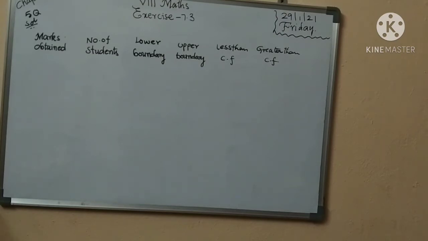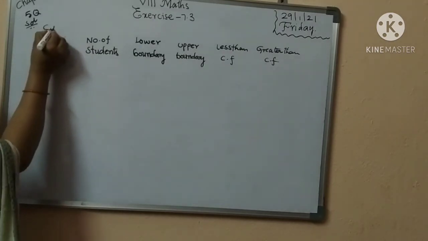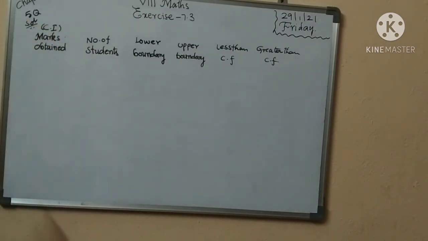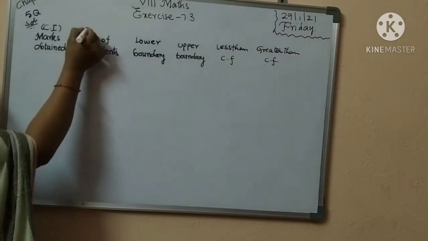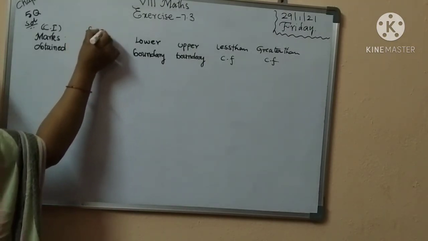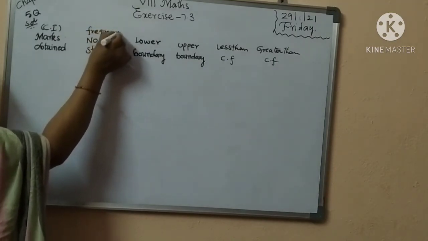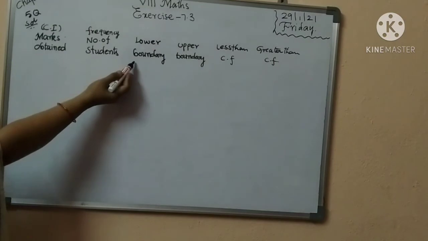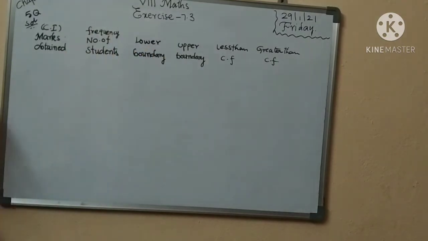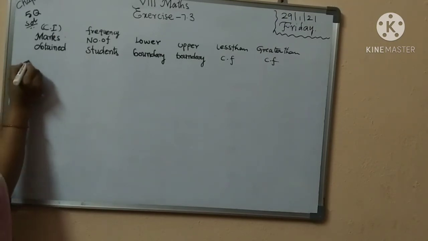So dear children, here write in the table the marks obtained as the class interval. The number of students is the frequency. Next, lower boundary, upper boundary, less than cumulative frequency and greater than cumulative frequency. So let us start the table. Okay children, so here write the marks obtained as already given in the table, less than 5. Less than 5 means we have to take 0 to 5.